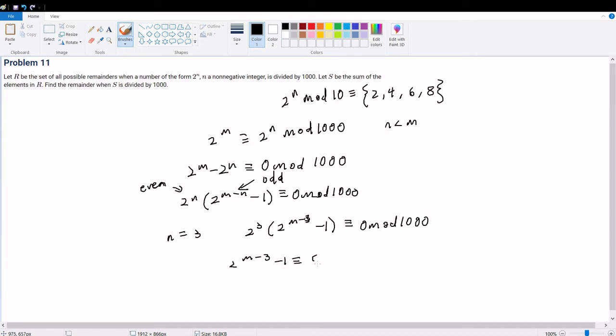is a multiple of 125, right? And this should make sense because if this is like some 125k times 8, it's going to be some 1,000k, which makes it a multiple of 1,000. So we can rewrite this expression as 2 to the m minus 3 is congruent to 1 mod 125. Alright, so let me just clear up the board and then we will continue the problem from there.